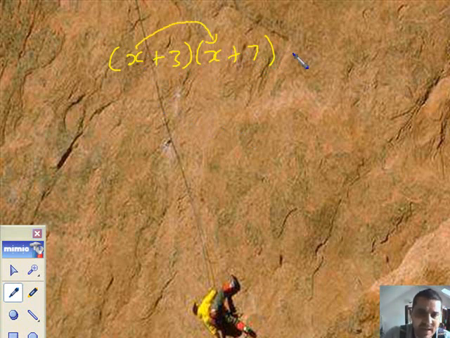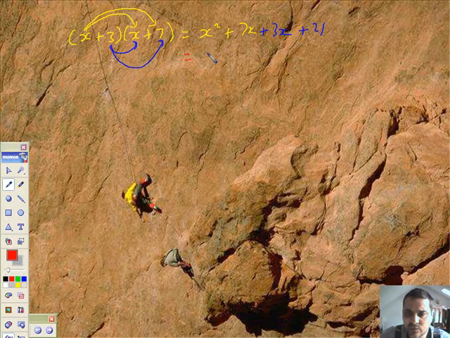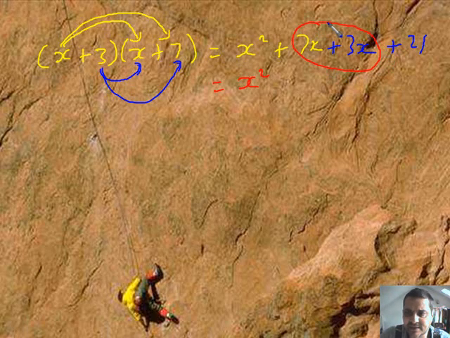So x times x, x squared, x times 7 plus 7x. Now the bottom bit's just change colour. 3 times x plus 3x's. 3 times 7 plus 21. Altogether, just get the answer. Right, I've got x squared. Now we can simplify the 7x and 3x because we're collecting like terms. That's 10x. And of course plus 21 at the end.